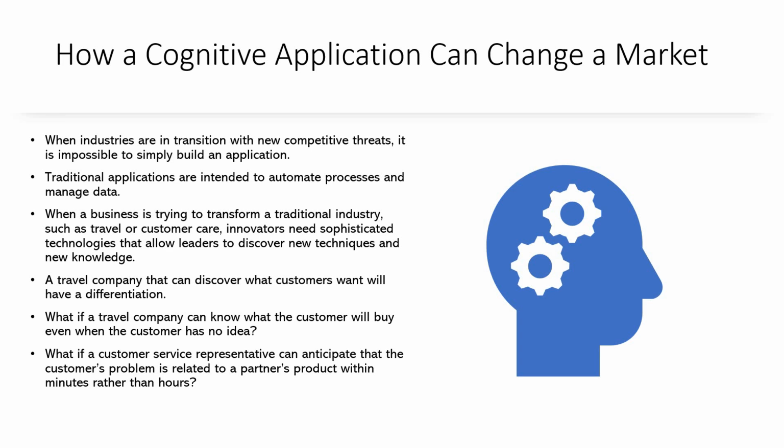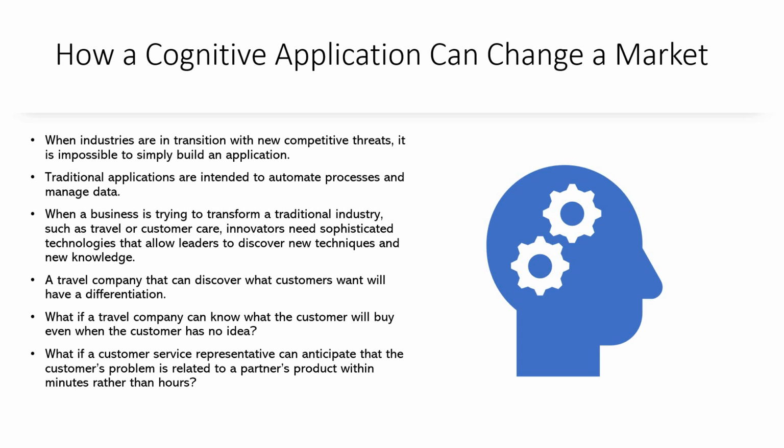Now, how can a cognitive computing application change the market? When industries are in transition with new competitive trends, it is really impossible to do that by building a very simple application. We have to go ahead and think a little beyond to get competitive in the market and to stay in the market. Traditional applications, whatever we have been using, are really intended to automate the process and to manage data. It's more of automation and mere management. When a business is trying to transform from the traditional industry, for example travel or customer care, the innovators really need the latest technologies that can allow the leaders to discover new techniques and new knowledge.